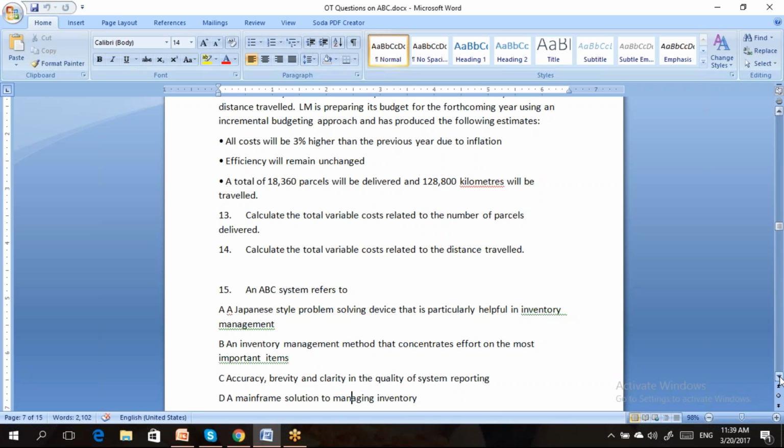Question 15: the ABC system refers to a Japanese-style inventory management method that concentrates efforts on the most important items, accuracy, clarity in quality of system reporting, a mainframe solution to managing inventory. So actually the ABC system is a way of managing the inventory that concentrates efforts on more important items. So by having good activity-based costing, you will know your inventory values and that way you can manage your inventory. So your answer B is correct.